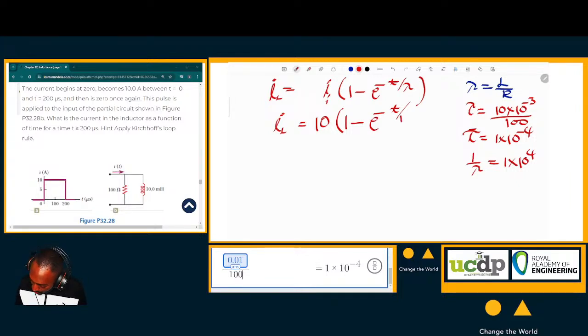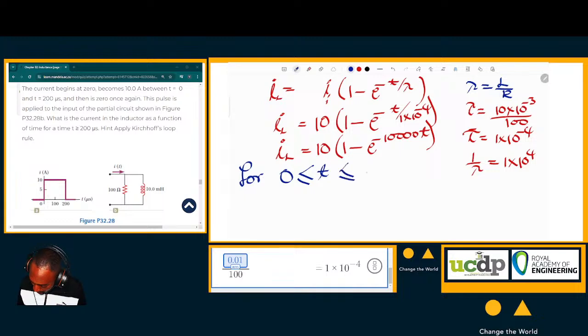So this is 1 times 10 to the negative 4. If we simplify this, that becomes 10 times (1 minus exponential negative 10,000 t). And this is for t greater than or equal to 0 and less than or equal to 200 microseconds.